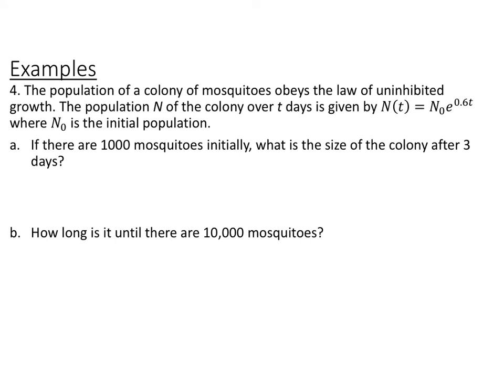In this last example, it says that the population of a colony of mosquitoes obeys the law of uninhibited growth, that is exponential growth and decay. So it says the population N of the colony over t days is given by the function N of t is equal to N naught e to the 0.6t, where e is our exponential constant e, and N naught, or N sub 0, is whatever our initial population is. Part A says if there are 1,000 mosquitoes initially, what is the size of the colony after 3 days? And part B says how long is it until there are 10,000 mosquitoes? So go ahead and pause the video and try parts A and B.